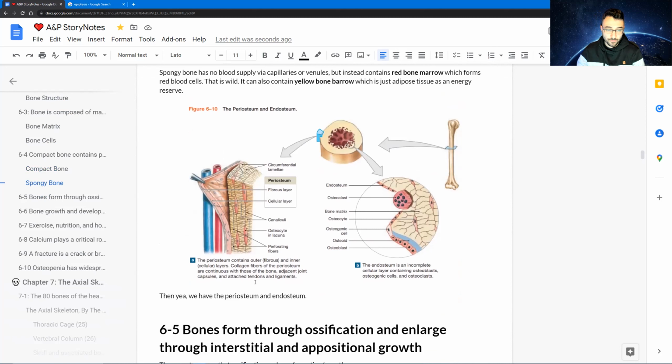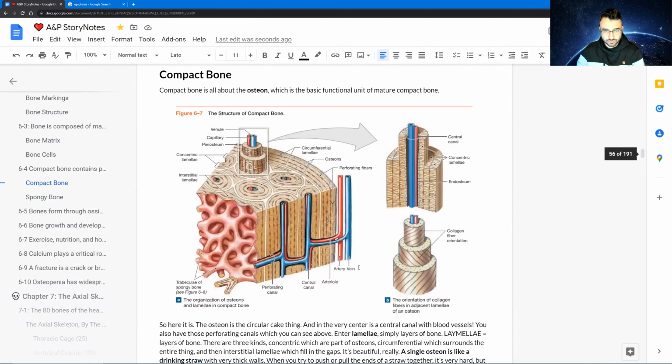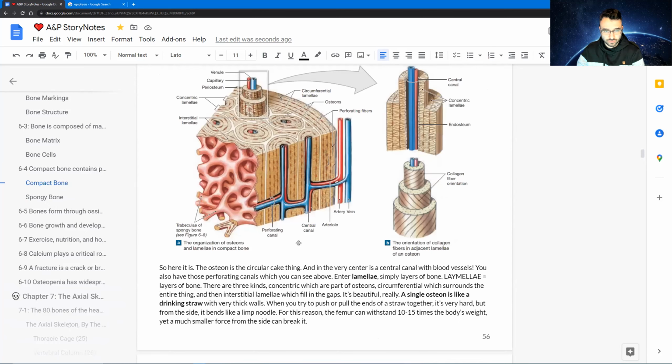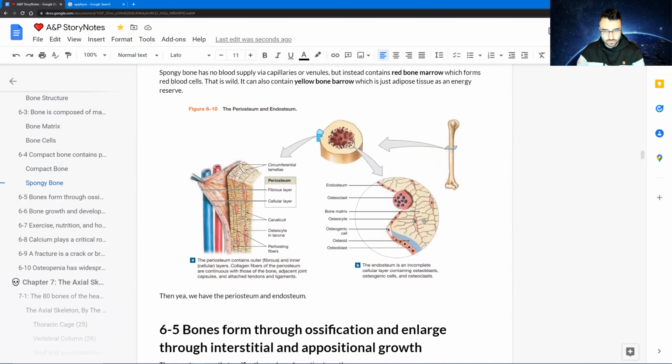So that's pretty cool. So here we have that periosteum, which covers the outside of the bone as a fibrous and cellular layer. Collagen fibers of the periosteum are continuous with those of the bone. So you can see a fiber here connecting through adjacent joint capsules and attached tendons and ligaments. We have those canaliculi, which are narrow passageways. So there you have the bone matrix. The endosteum is an incomplete cellular layer containing osteoblasts, osteogenic cells, and osteoclasts.